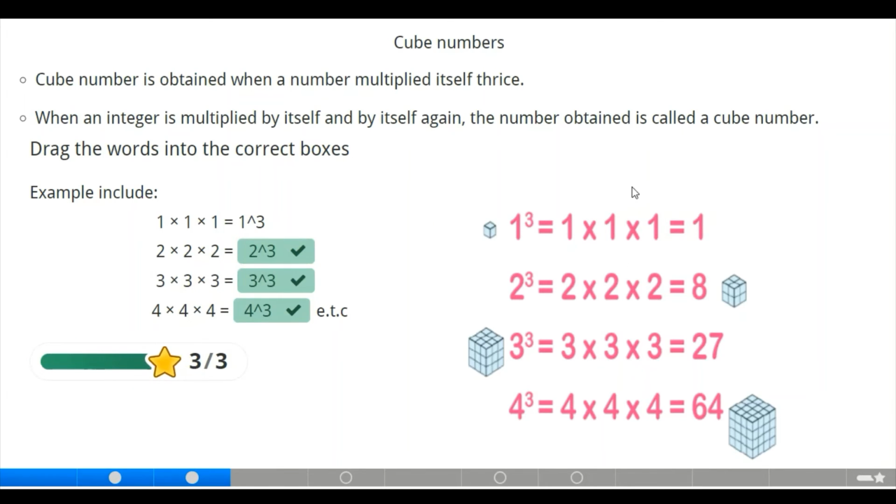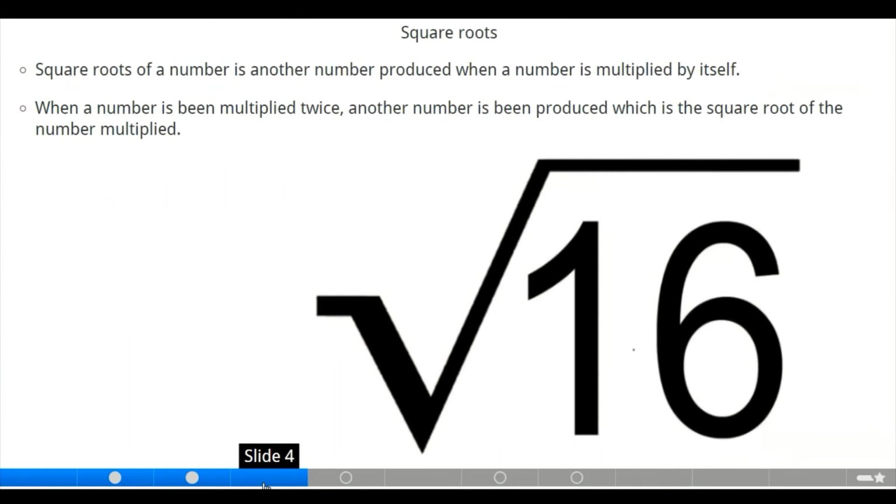So let's check if you're right. Okay, so we have an illustrated example here: multiply 1 3 times, multiply 2 3 times, multiply 3 3 times, multiply 4 3 times. And that leads us to square root. The square root of a number is obtained when you multiply another number by itself. When a number is multiplied twice, another number is produced, which is the square root of that number.